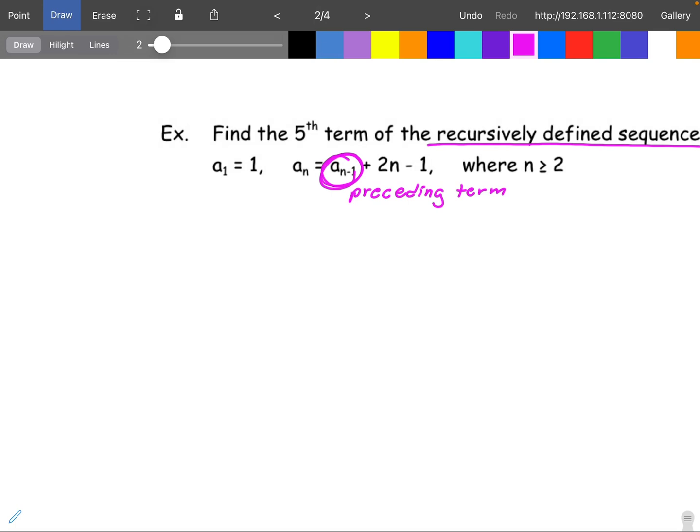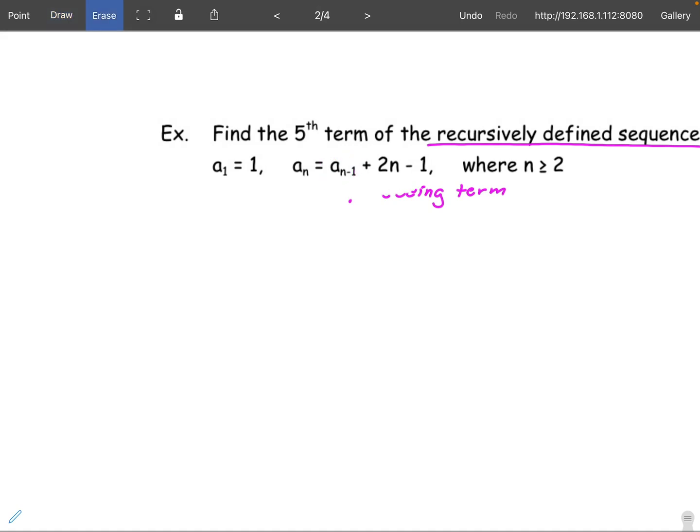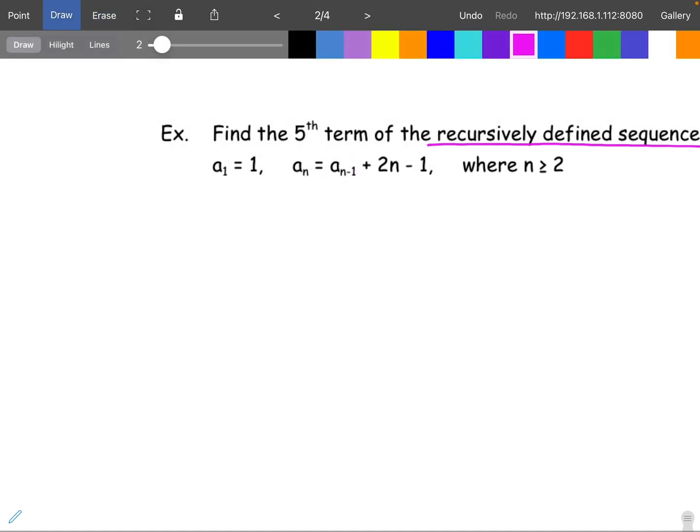So if we're looking for the second term, then a sub n minus 1 will be the first term. If we're looking for the third term, then a sub n minus 1 will be the second term. So it's always going to be the term right before the one you're looking for.